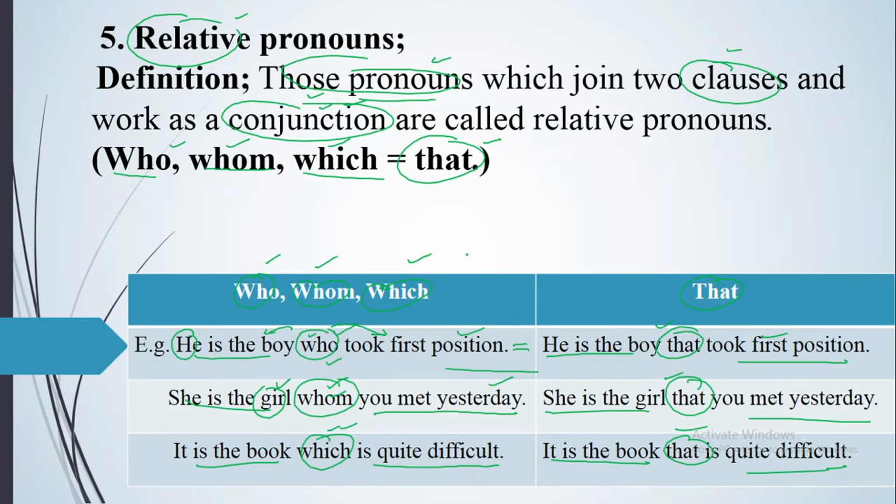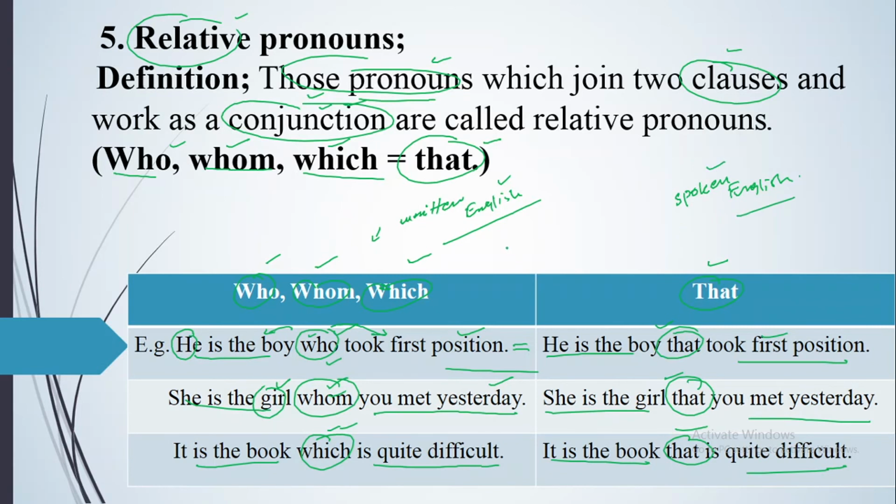And what is the difference between he is the boy who took first position and he is the boy that took first position? Keep in your mind, who, whom and which are used in written English, and in the same way that is used in spoken English. And one thing else I will add to your knowledge: sometimes you will see them in written, then don't say that I had taught you that it is only used in spoken and written. In written we use the formal way to write, and in spoken if we use that, no matter.